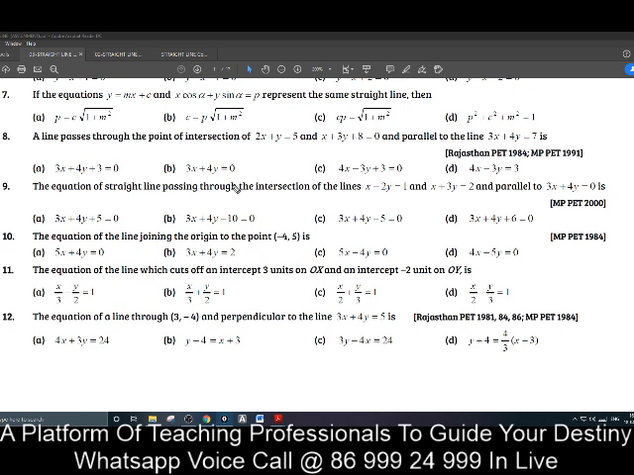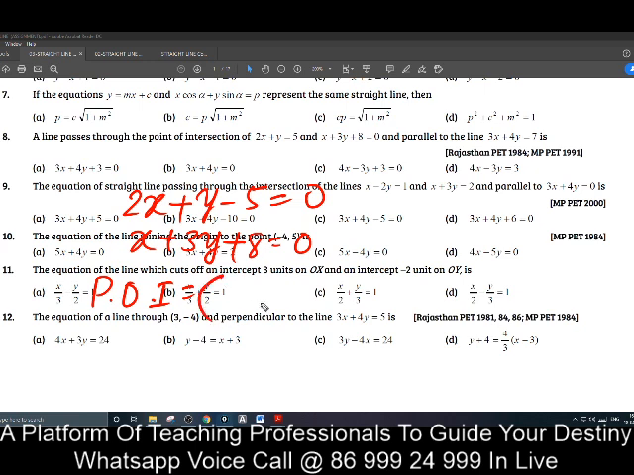Let us write within one step the point of intersection of these two lines: 2x plus y minus 5 equal to 0 and x plus 3y plus 8 equal to 0. Now the point of intersection, I am writing directly, you also practice it. The denominator is 6 minus 1, 5. For the numerator of x, eliminate x here: 8 plus 15, 23. To get the numerator of y, avoid y here and cross multiply only from the right side: minus 5 minus 16, minus 21.